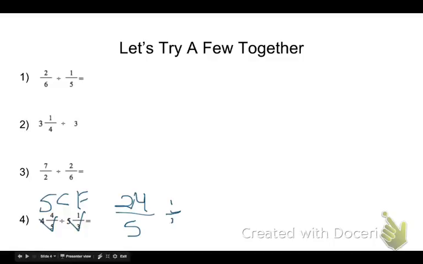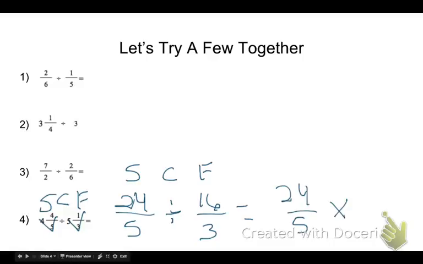Checkmark method for the second one. 5 times 3 is 15, plus 1 is 16. The denominator stays the same. This is the new division problem written with improper fractions. Now I can do same change flip. The first fraction stays the same, change the sign, and flip the second fraction.